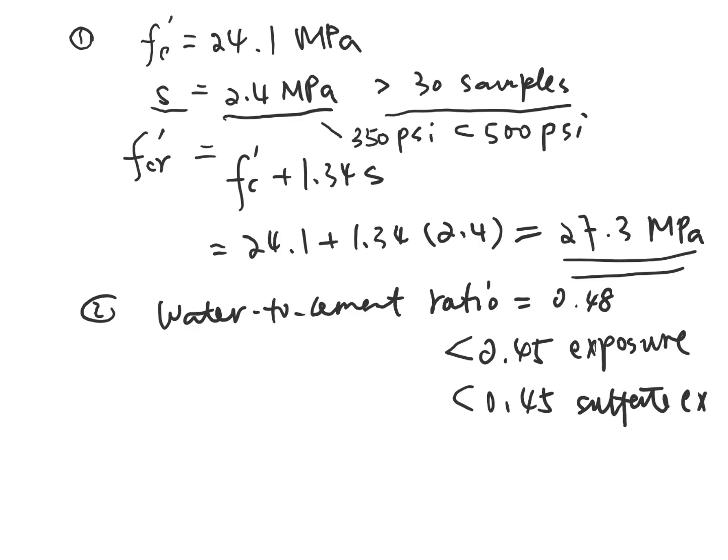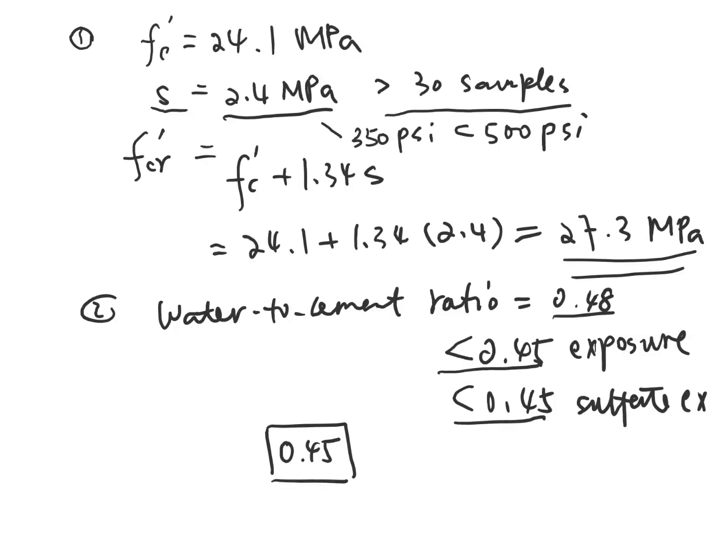So you can see from the figure, if there isn't any additional condition, we need to use this value. However, since based on the exposure condition we cannot exceed 0.45, we decided to use 0.45 as the water to cement ratio.